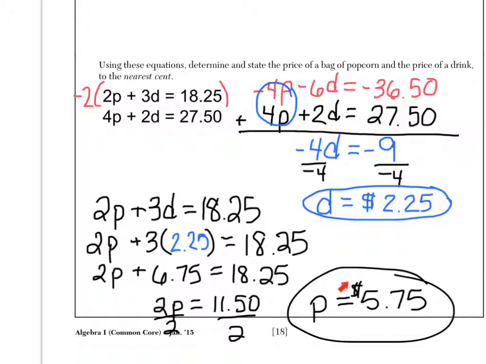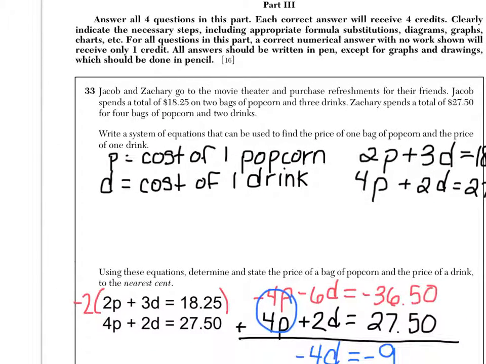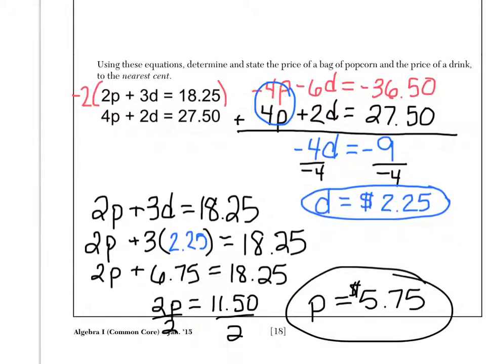And this is a cool part, because up top I said p is the cost of one popcorn and d is the cost of one drink, I don't have to write a sentence because I already said what they were up above. So defining your variables is really important because it saves you some time having to write sentences at the end.